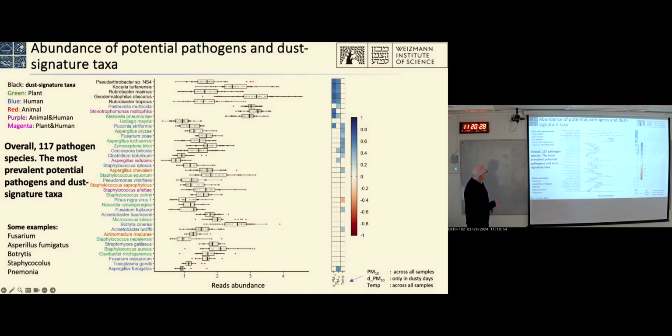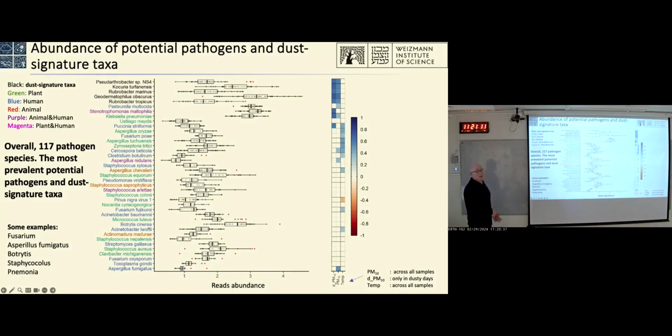Here in this list, the colors code pathogens, and I'm showing only the specific pathogens that we identified by the bioinformatics. The green are for plant pathogens, blue for humans, red for animals, purple for animals and humans, and magenta for plants and humans. And you can see that we cover all of this. Overall, we found about 120 pathogen species, and, I'll show you later, they are what we call dust signature taxa. So they're correlated with bacteria that are always appearing in the dust.